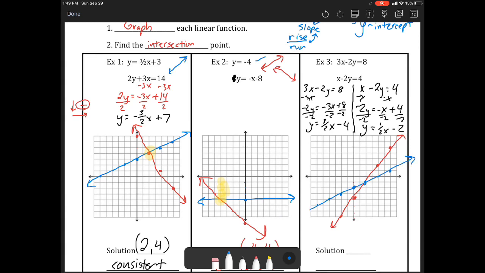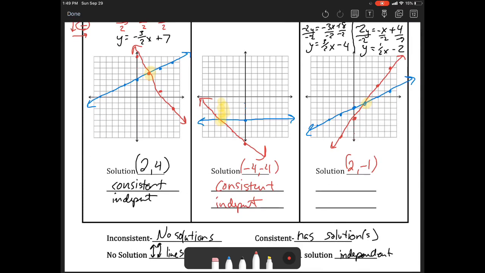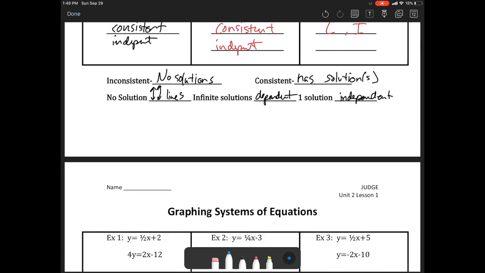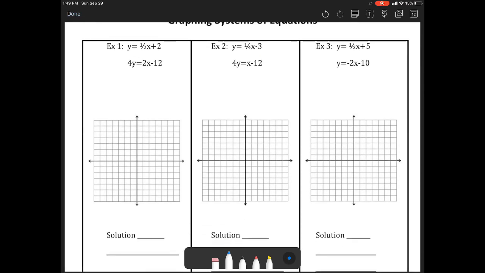Perfect. Now I've got my blue line. And if you already noticed, our intercept is right here, which is going to give me (2, -1), which again is a solution, so that's going to be consistent and independent. So now, guys, we're going to move on to our next ones. A couple of these are going to be a little bit different, and I hope y'all are going to be able to catch them.